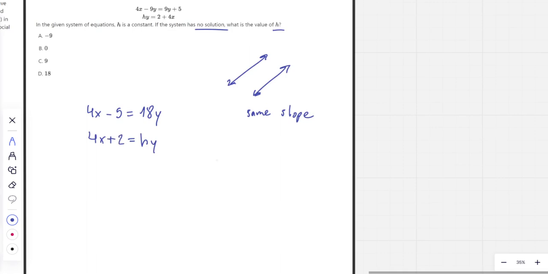Now, in order for the slopes to be the same here, I could convert it into slope-intercept form. That would be fine. But even from here, I can see that if I want the slopes to be the same, I want the same coefficients on my x and on my y. And if I want to match those coefficients up, all I need to do is set h equal to 18, and that'll give us the correct answer. Feel free to move this into slope-intercept form to check, but you'll get something like y equals 4 over 18 x plus 2 or minus 5, and that will give you the same exact slope.